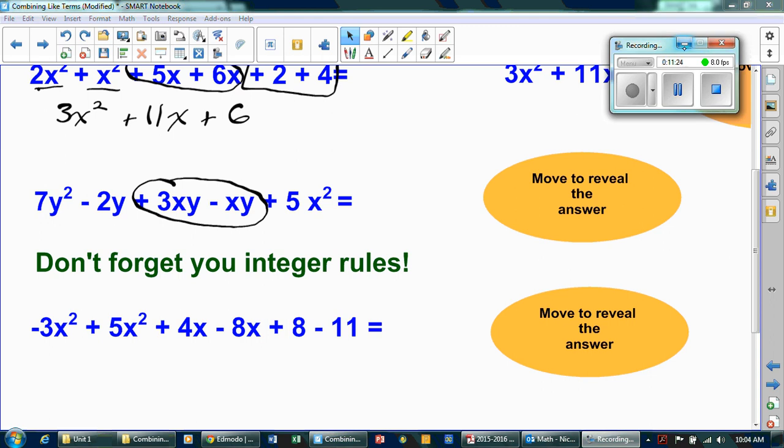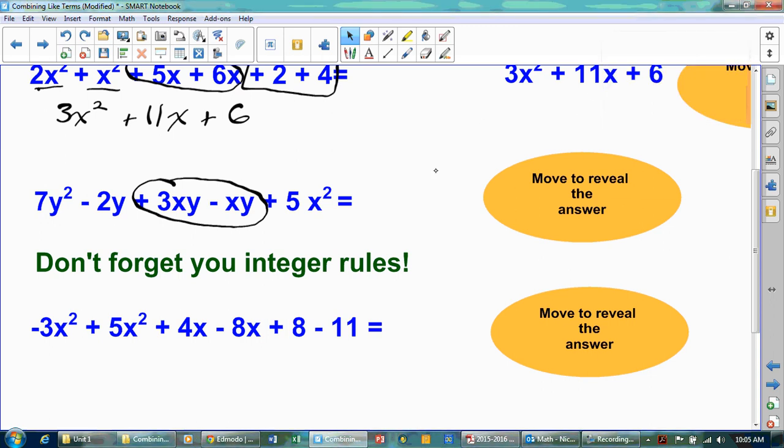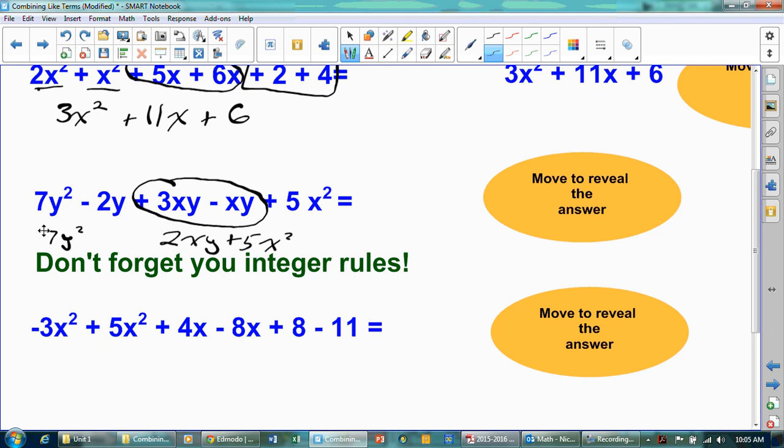Now, I'm sorry, I went and finished the whole video and then didn't realize that it was still paused. So if I repeat, I'm sorry. So we've got 3xy minus 1xy, so that's 2xy. We bring down whatever we didn't use, so plus 5x squared. We bring down the 7y squared. We bring down the minus 2y. Now, since this was a positive 2xy, we put the plus sign.